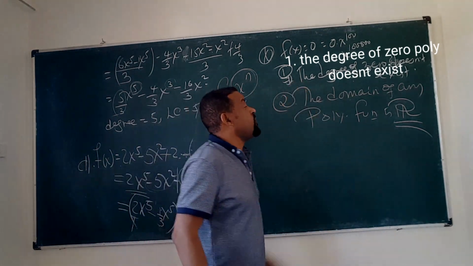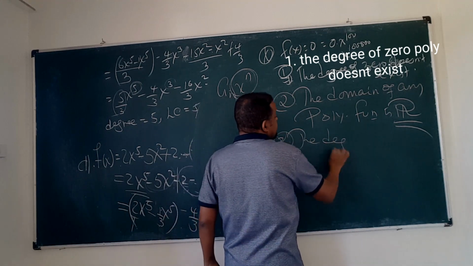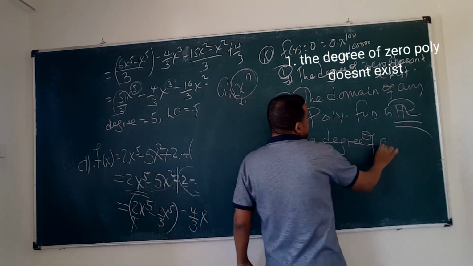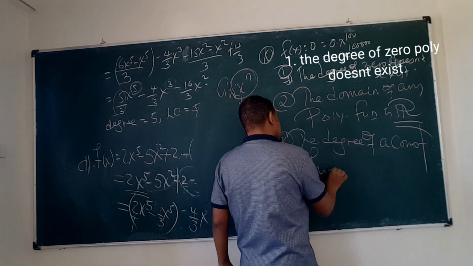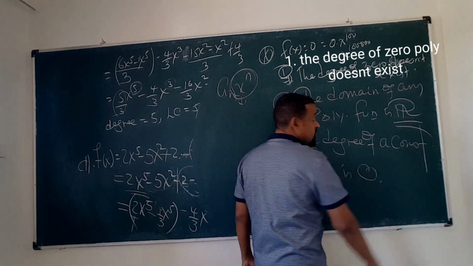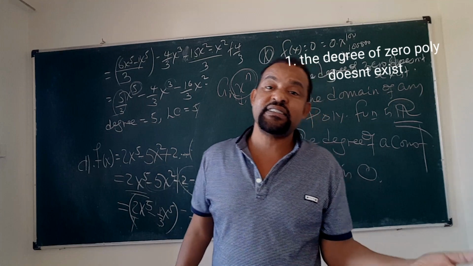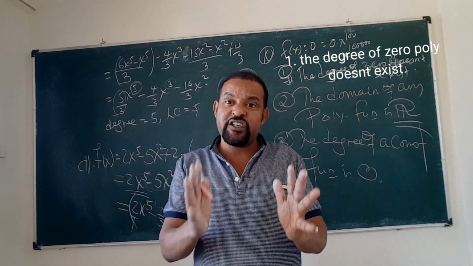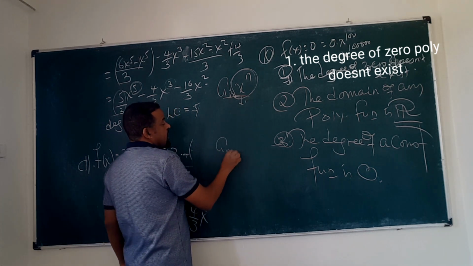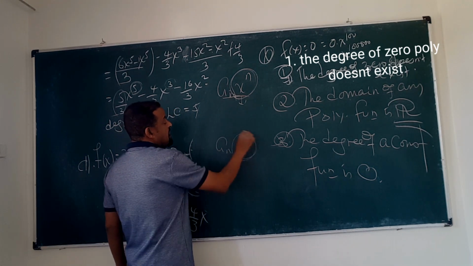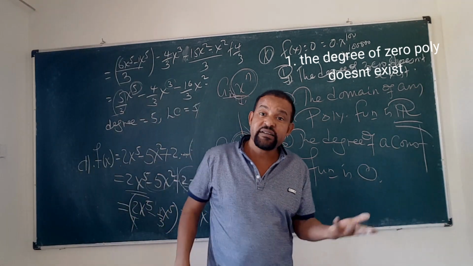The degree of a zero polynomial doesn't exist. The degree of the third one: the degree of a constant function is what? Constant function is what? 0. The degree of a constant function is 0. The degree of zero polynomial doesn't exist, and the domain of every polynomial function is the set of all real numbers. Since it is written in the a_n x to the power of n form, there is no situation where it is undefined, right?